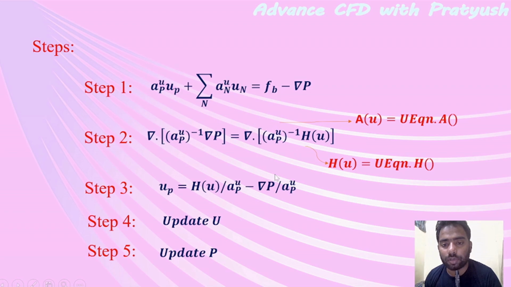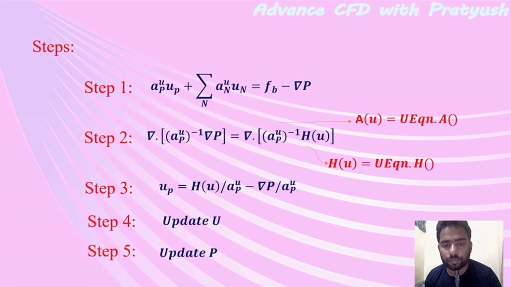Okay, so I told you that for a specific reason, we only take the inverse of the diagonal elements of this APU vector. This can be obtained using the A function defined for the UEqn matrix. Now once we obtain the pressure field and this APU, we are going to update the value of UP. So we will update the UP and also the pressure field. And this equation will iterate multiple times.